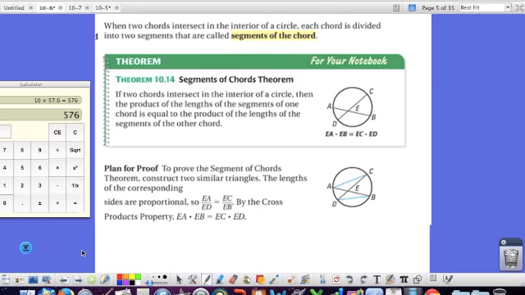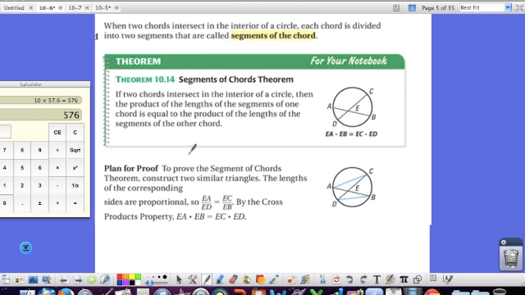Chords intersect in the interior of a circle. Each chord is divided into two segments that are called segments of the chord. Okay. If two chords intersect in the interior of a circle, then the product of the lengths of the segments of one chord is equal to the product of the lengths of the segments of the other chord. So for instance here, EA times EB. I would call it AE and EB, but that's going to be equal to these.